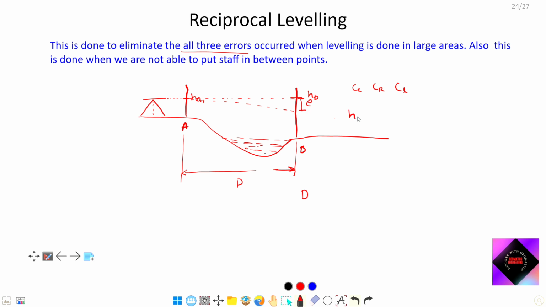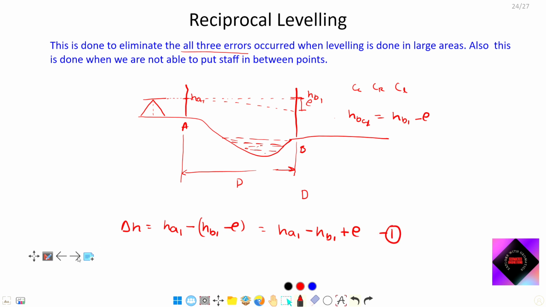So our corrected reading at this point will be HBC1. Corrected reading 1 at this point will be HB1 minus E. This is our corrected reading. So if we calculate the height difference here, del H, what will we get? HA1 minus (HB1 minus E). Now calculating it again, HA1 minus HB1 plus E. This is equation 1.